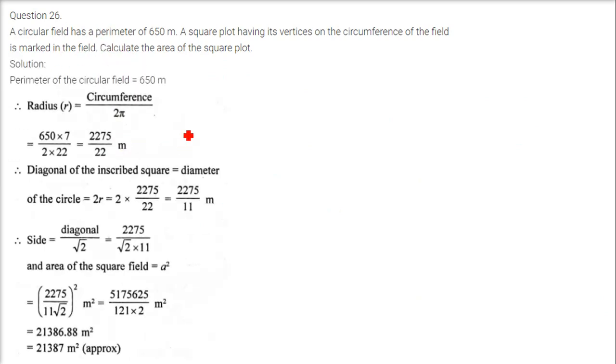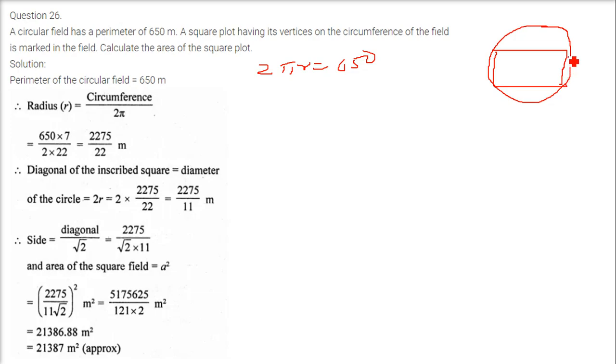A circular field has a perimeter of 650 meter. So perimeter is nothing but the boundary, boundary is nothing but the circumference for a circle. So 2 pi r is given as 650. A square plot having its vertices on the circumference of the field is marked in the field. So we have a circular field, then we have a square plot having its vertices on the circumference. So this is a square here. Vertices are on the circle. Calculate the area of the square plot.